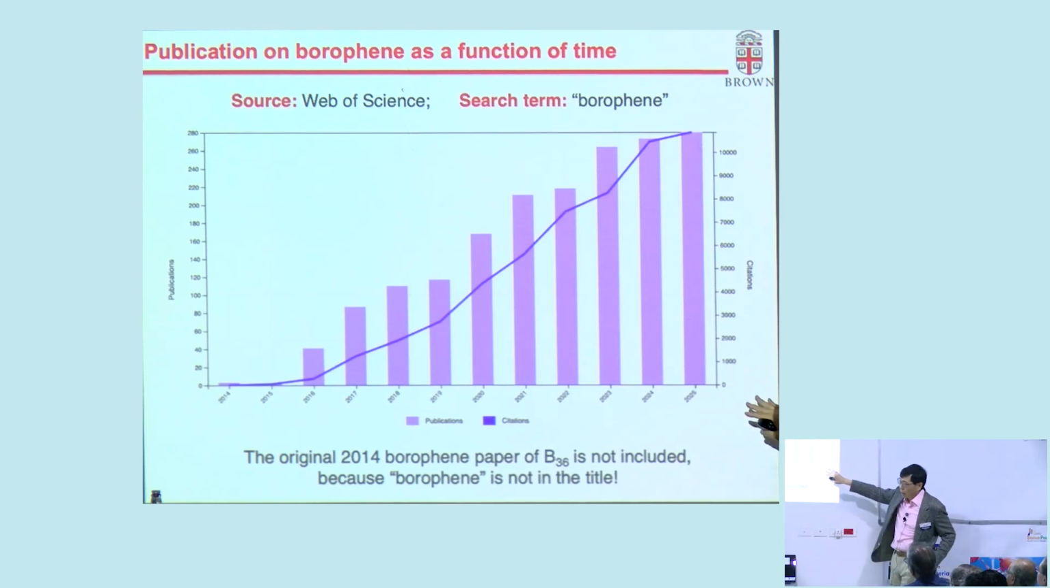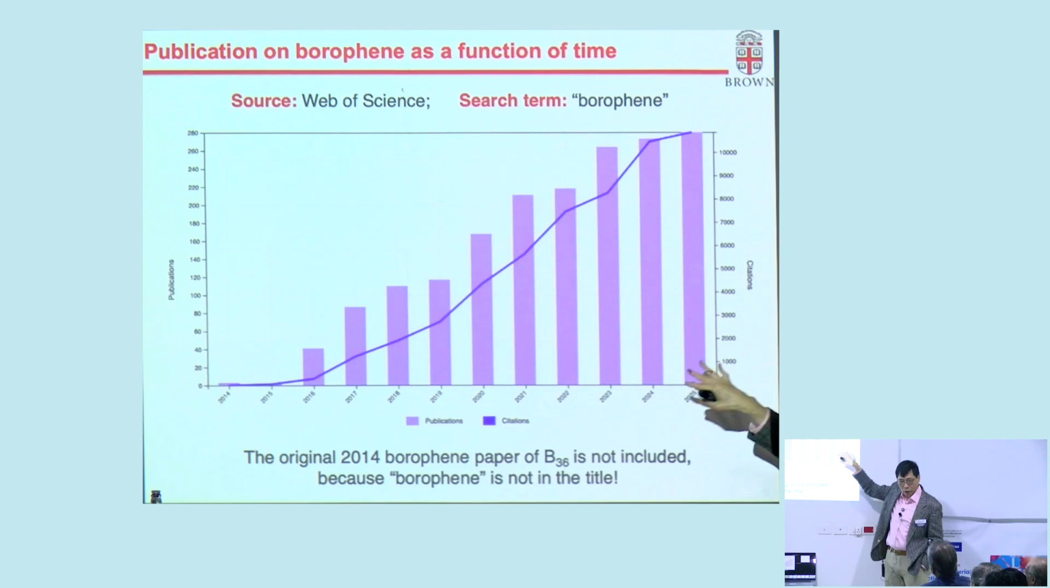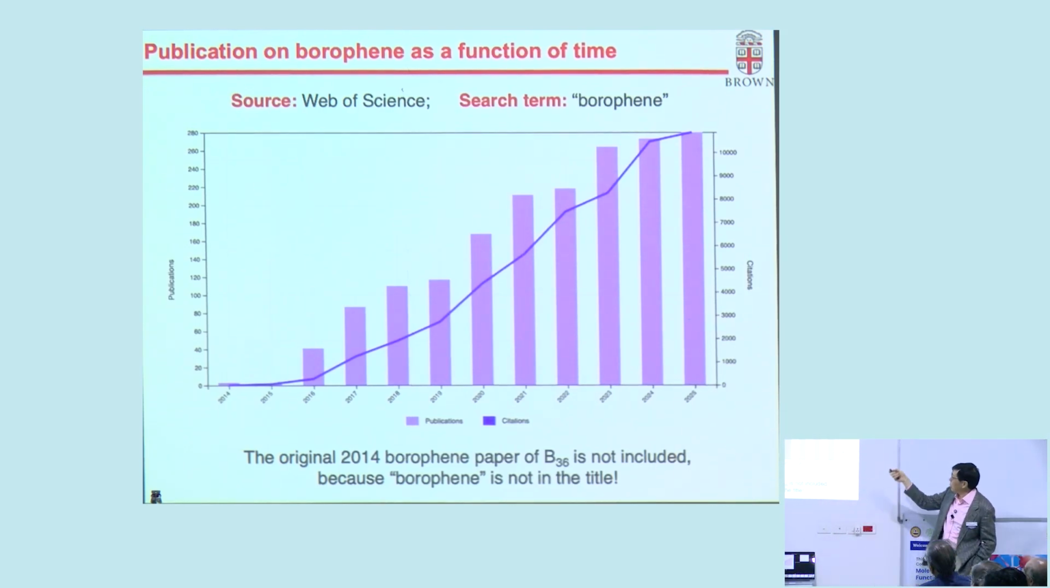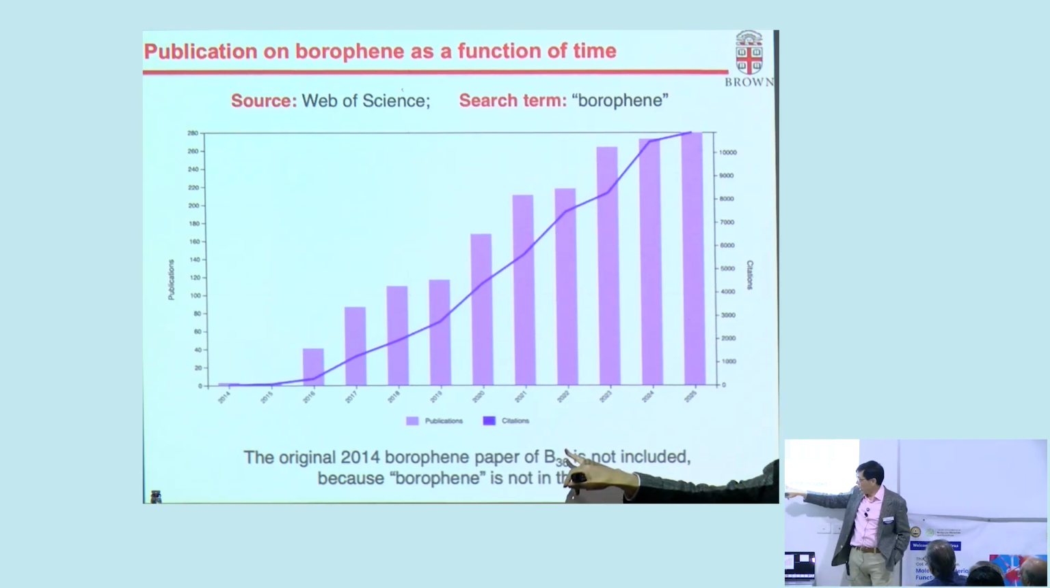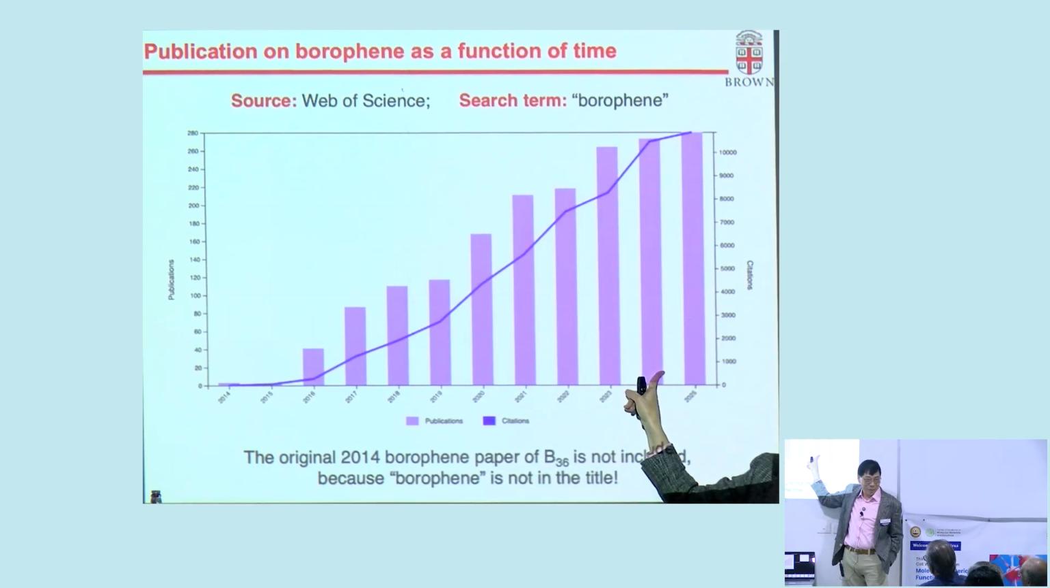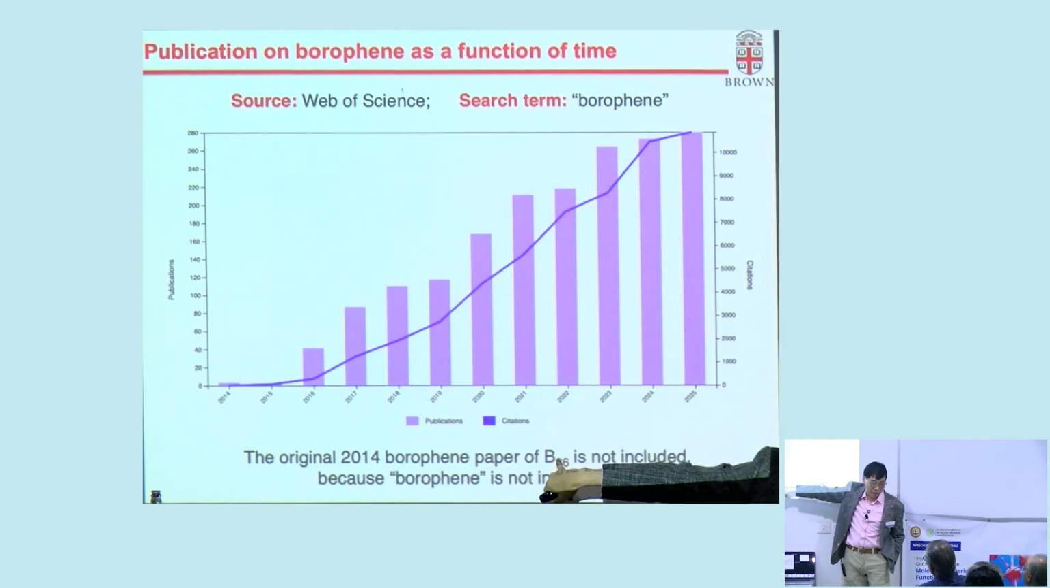But nevertheless, quite a few groups have now joined this, and if you look at the publications and the citations, it's exponential growth. But ironically, right? I did these Google searches last week. Our original B36 paper was not in this because boron is not in the title of the article.